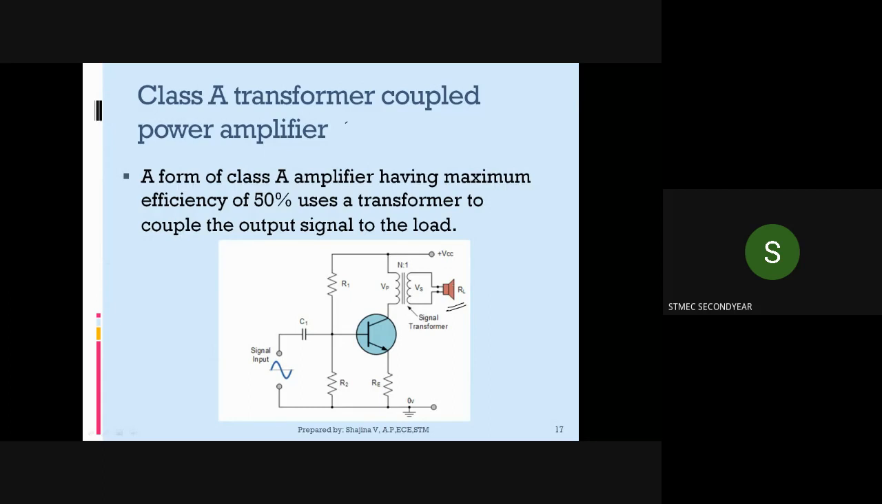See here, N1 is to N2. This is N1 is to N2. That is the turns ratio, the number of turns in the primary and secondary of the transformer. N1 is the number of turns in the primary winding, and N2 is the number of turns in the secondary winding. That is why this turns ratio is represented as N1 is to N2.